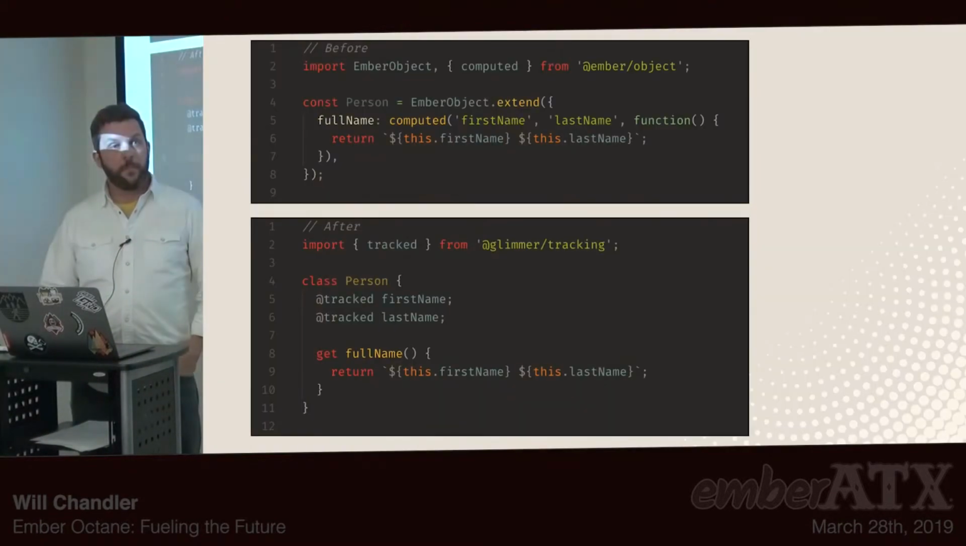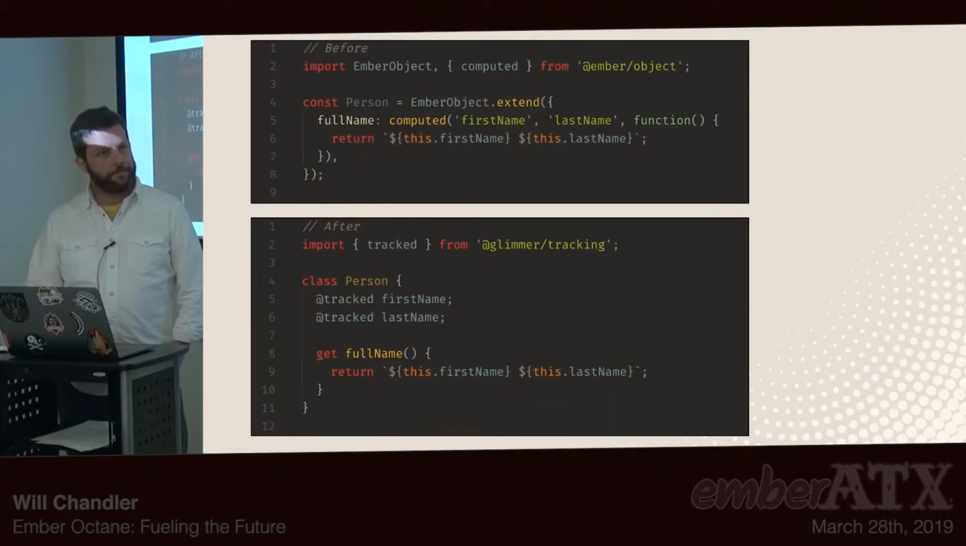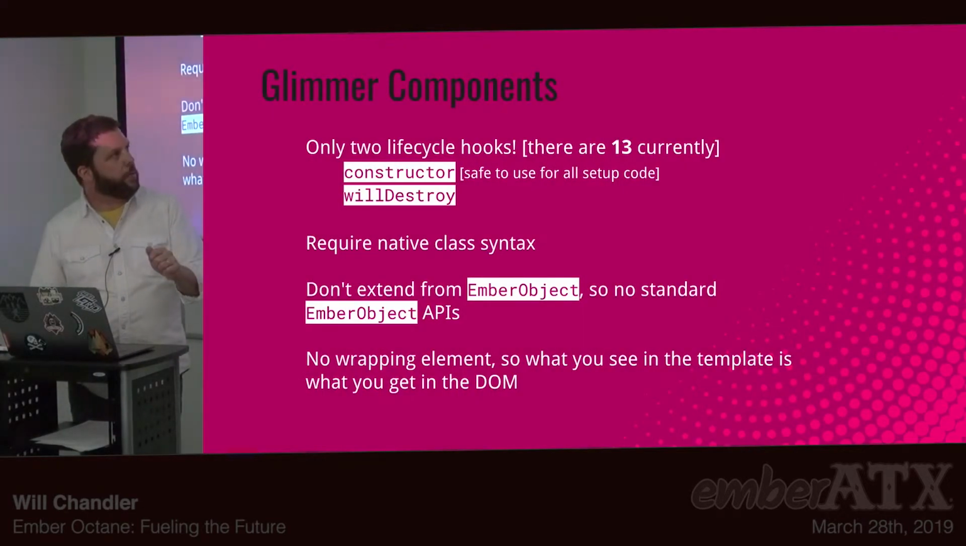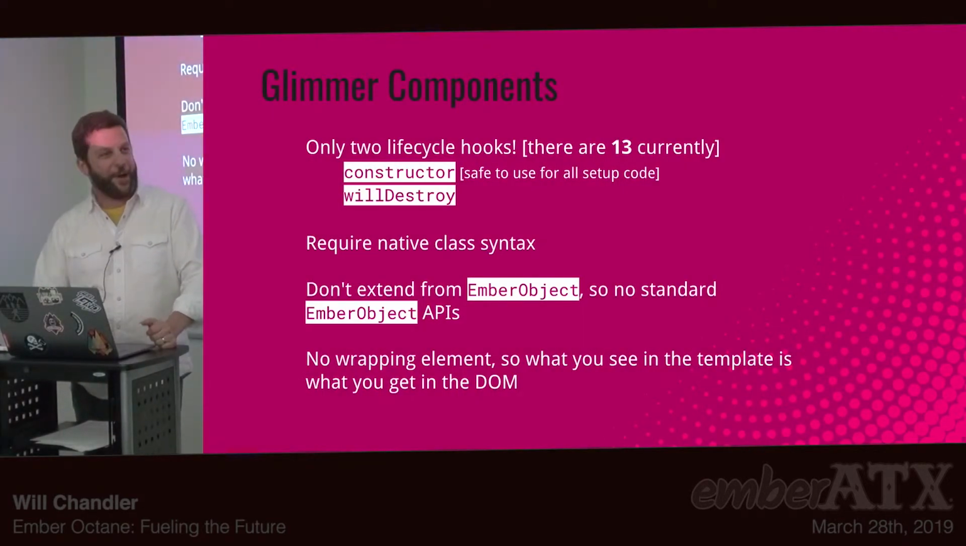Is that the Ember object that you have to extend? No, you no longer have to use that with Ember Octane. You're extending a Glimmer component, which is just basically a little bit of a decoration on a regular JavaScript class. Yeah, and I'll talk a little bit about Glimmer, oh, here we are.